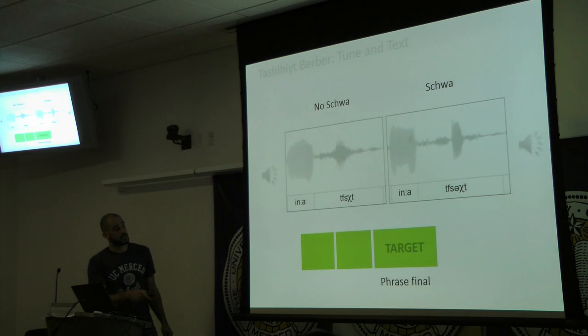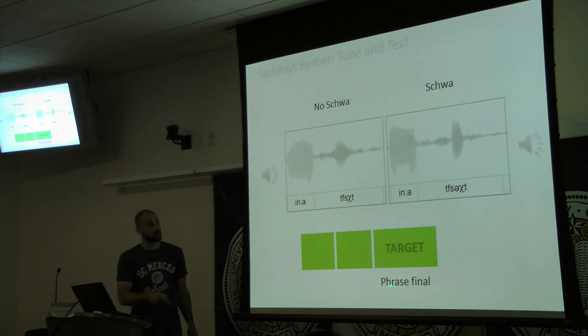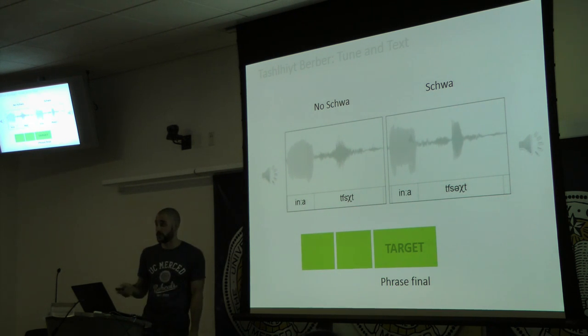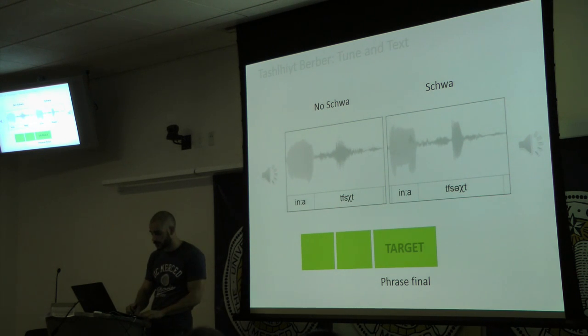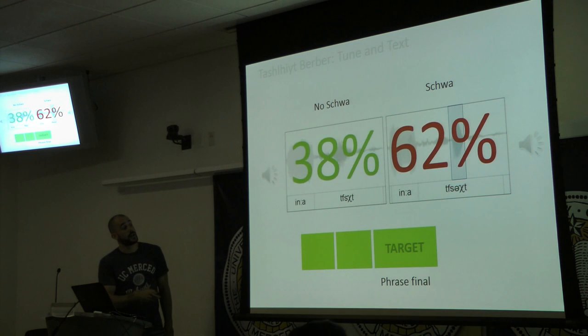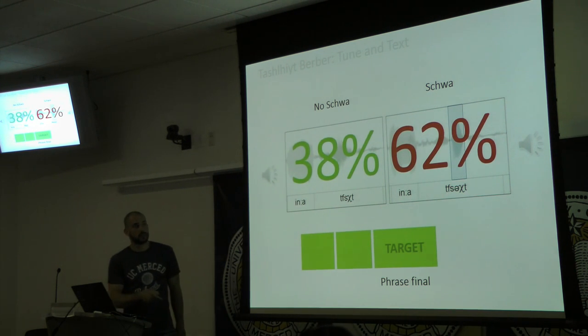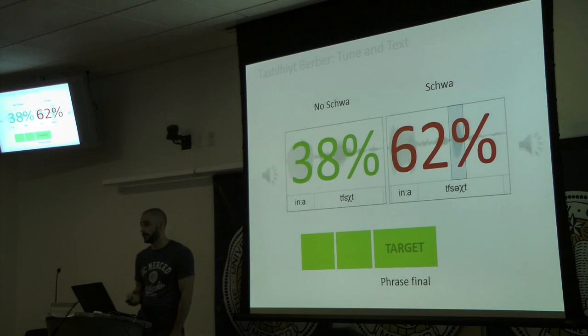The next thing that is interesting is the asymmetry with regard to phrase position. If we look at the target words that are in phrase final position, so the target word is the last word in the sentence, as is the case in the just shown examples. No schwa. Schwa. We find that the predominant pattern, 62% of the cases, is having a schwa in this environment.